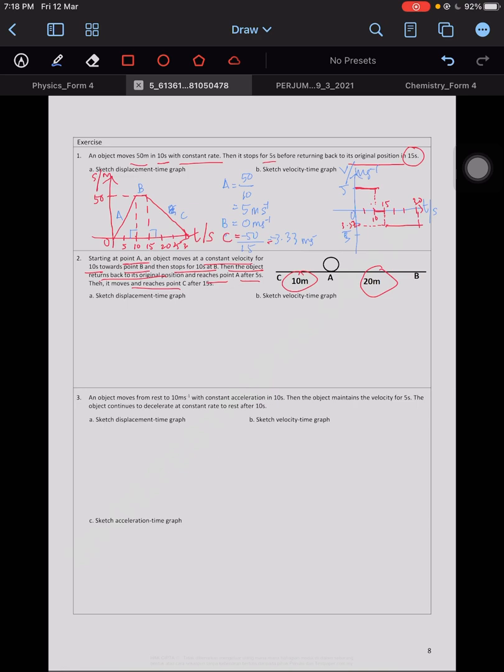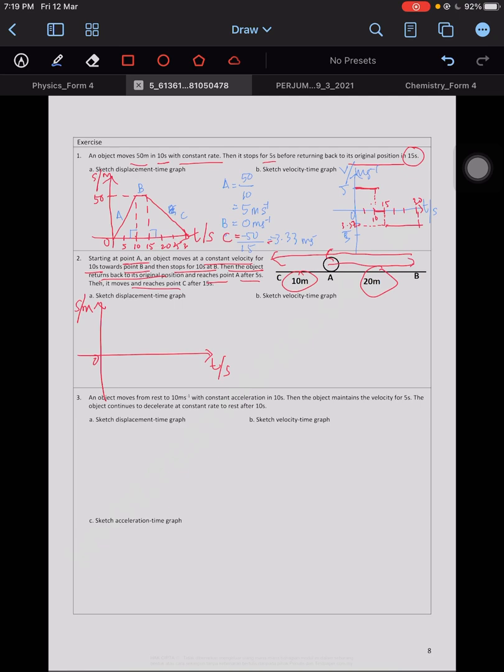Okay, so sketch the displacement time graph. Since it moves and reaches, you have to see. So it goes here, then returns back, then continues. So your graph is going to have a negative side. So 0, and then this is your S in meters, time in seconds.